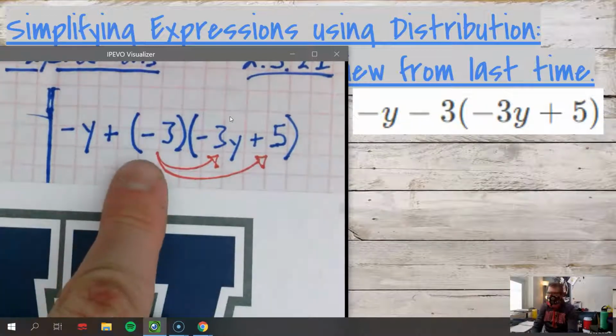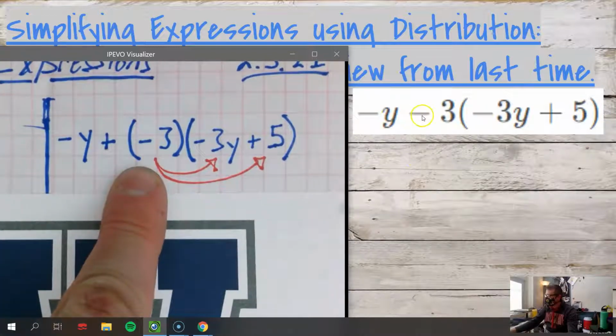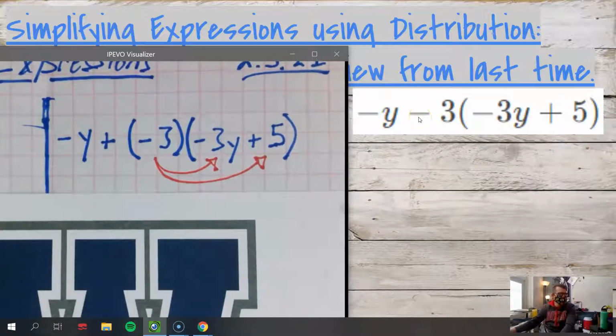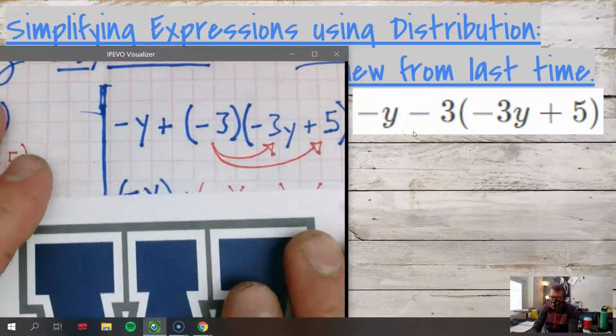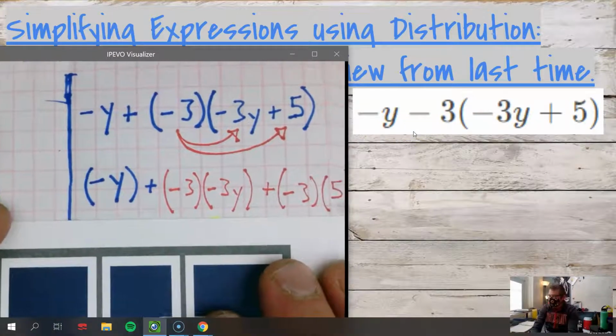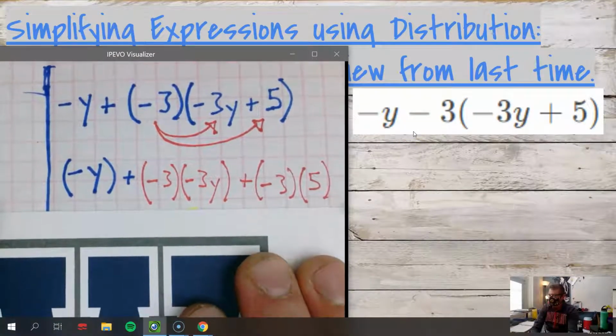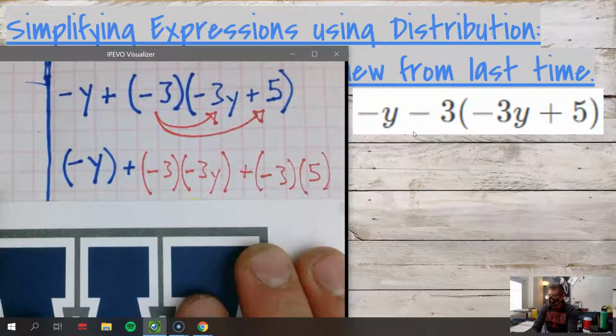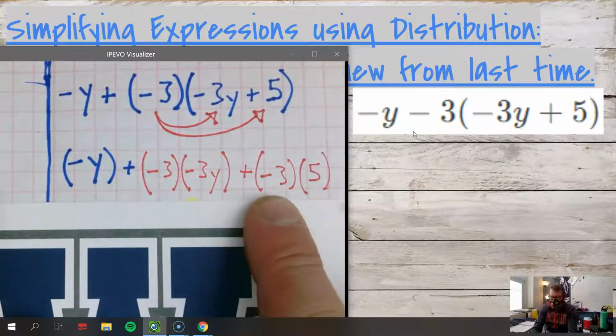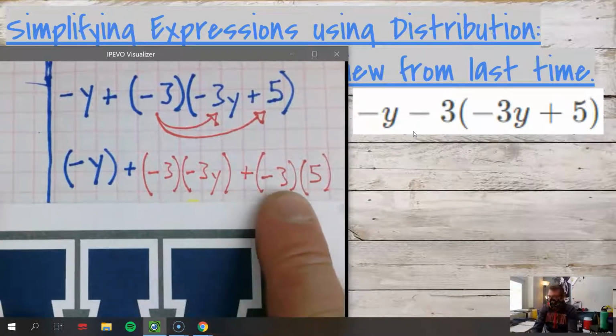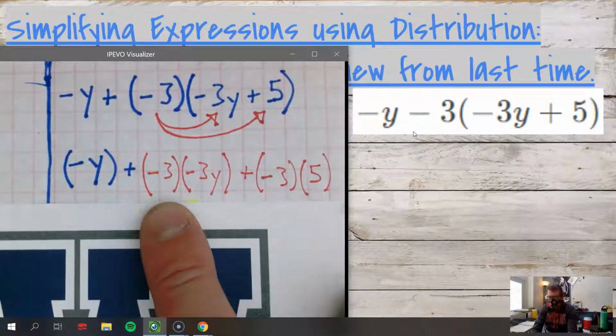Because this is not minus. I mean, it is minus, but remember, subtraction is a lie. When we go to distribute, this is like distributing a -3. So guys, go back and check your work. Did you do -3 times -3y? And did you do -3 times 5? So this negative, that's what's going to trip people up. That is our trap door.